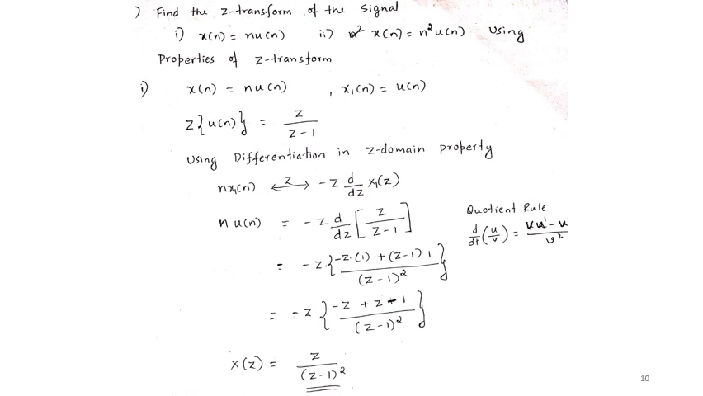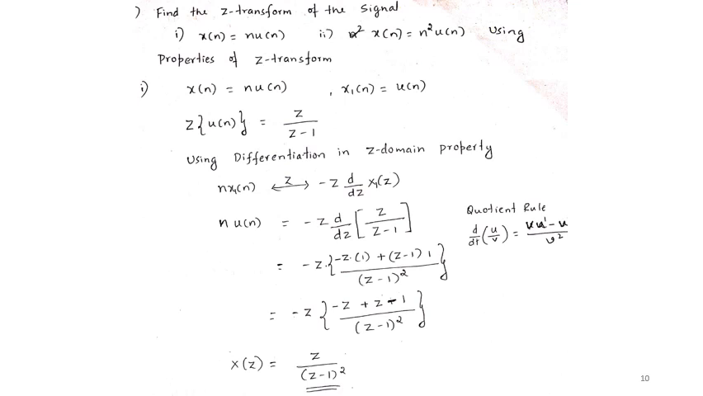If the question paper says to obtain or compute the z-transform of the following signal by using the properties of z-transform, you have to use the properties. Otherwise, you can solve directly. The important thing is to remember the properties, and directly apply them to find the answer. At the same time, you should know the z-transform pair table, the z-transform of standard signals like the impulse signal, unit step signal, ramp signal, and sinusoidal signal.